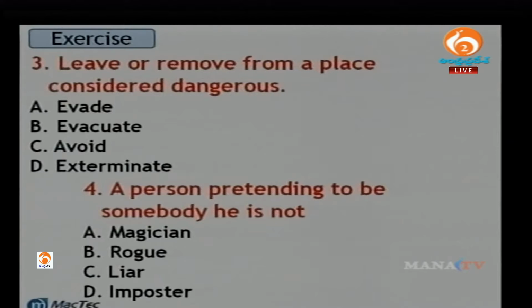So the correct option for this particular question is evacuate. Now, evacuate is a verb. Let's have the screen, please. Evacuate is the word, verb. Evacuation is the process, it's a noun. Evacuation is noun, evacuate is verb. So leave or remove from a place considered dangerous, that is evacuate.